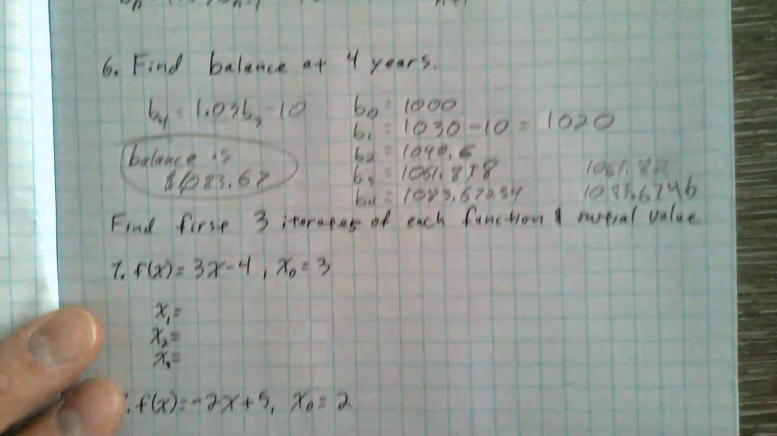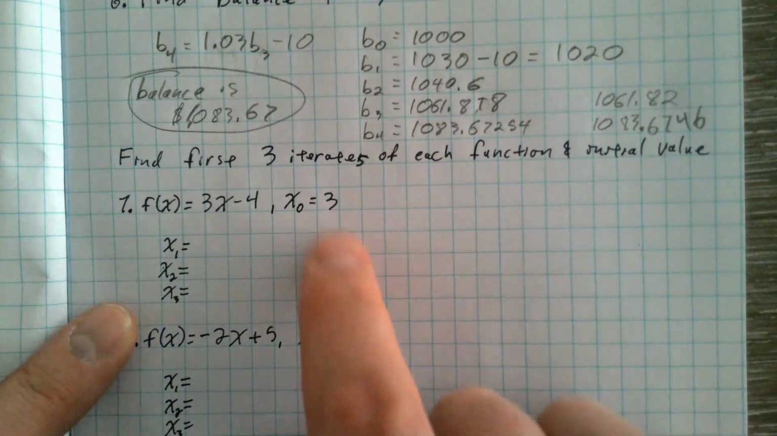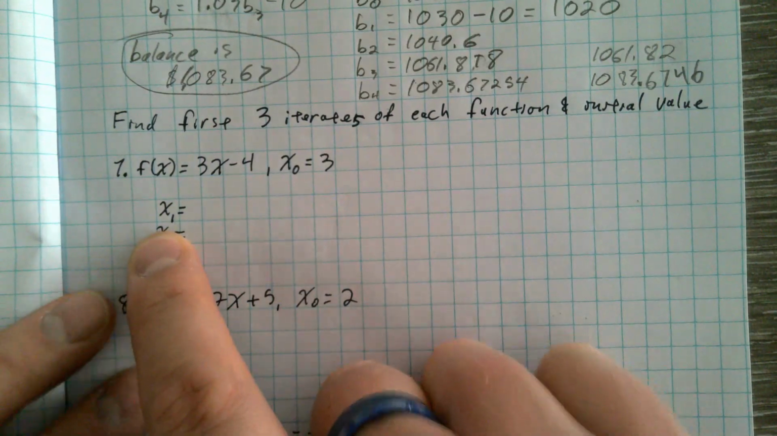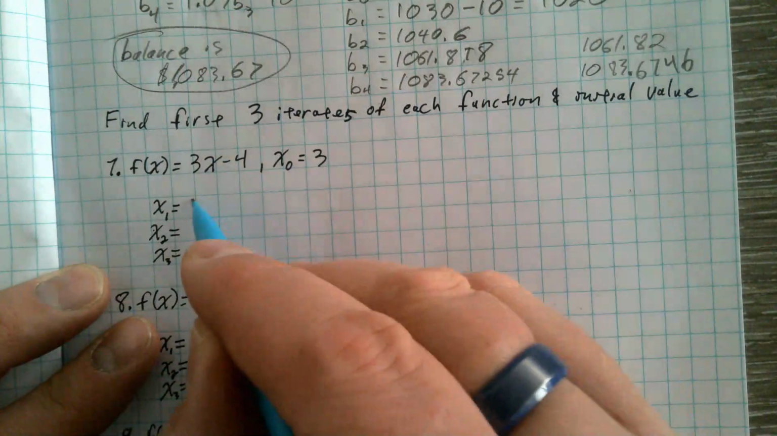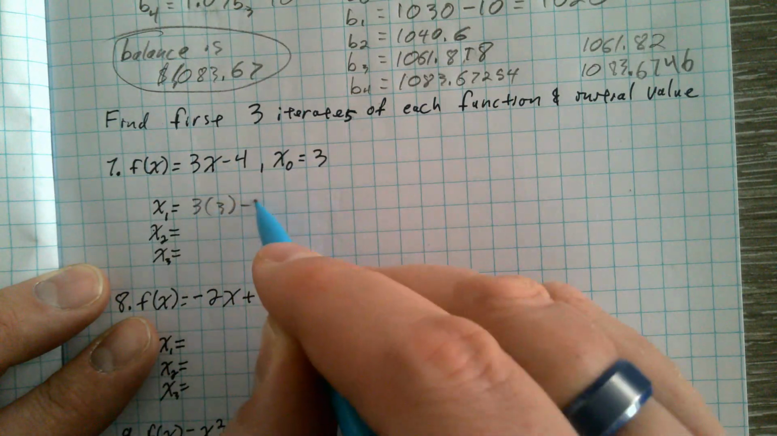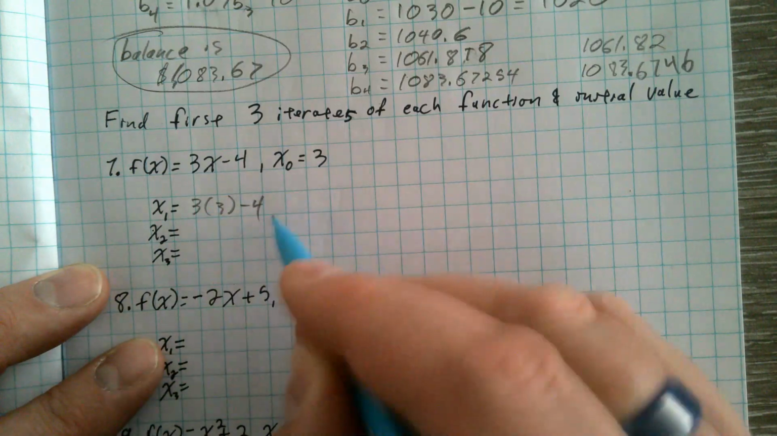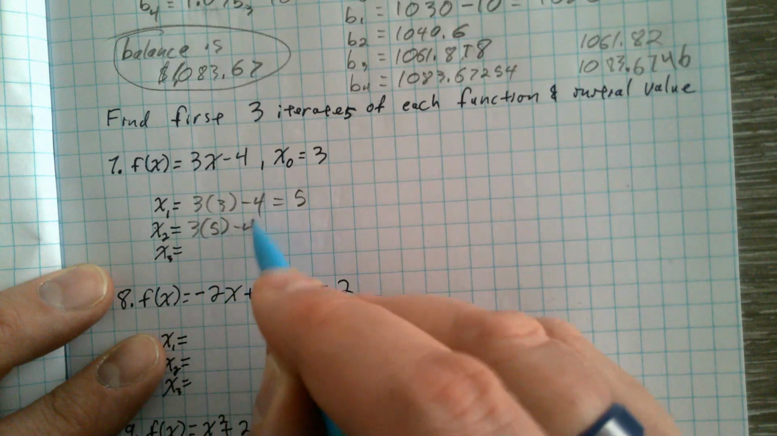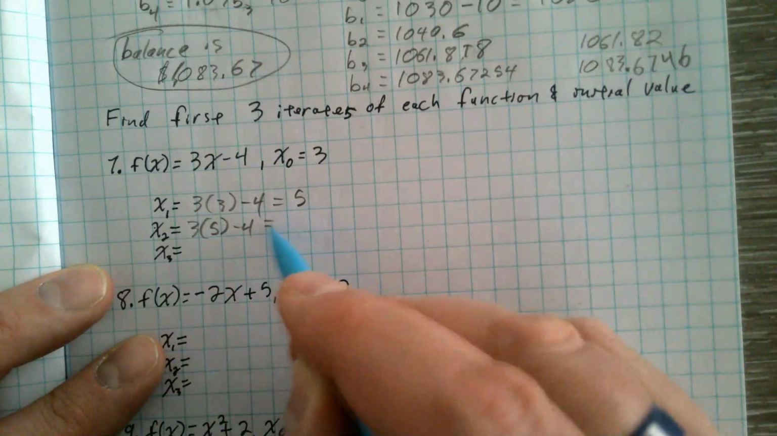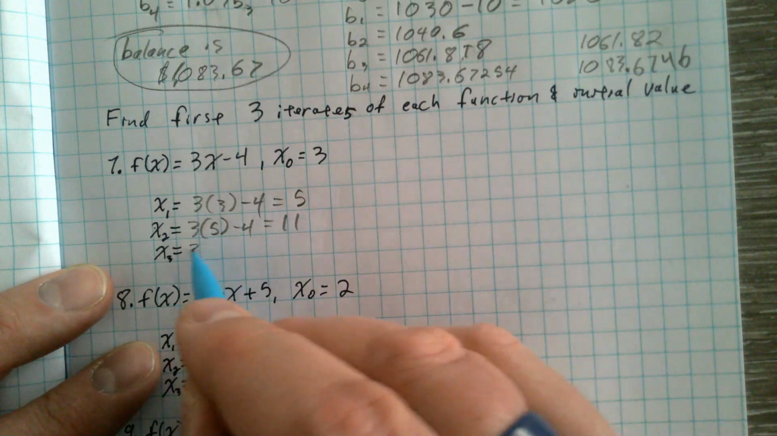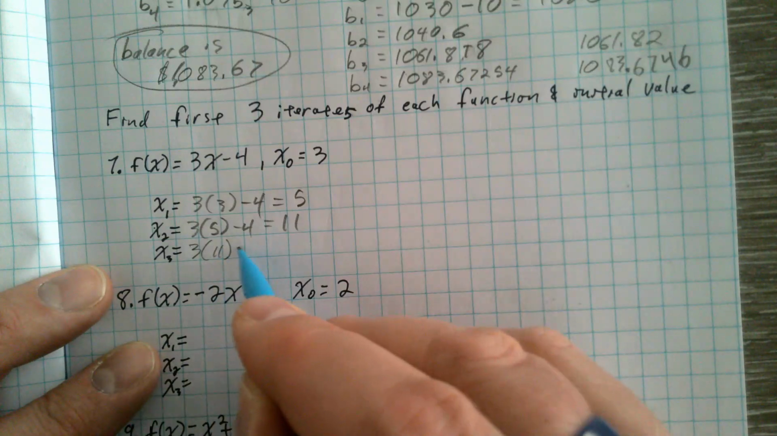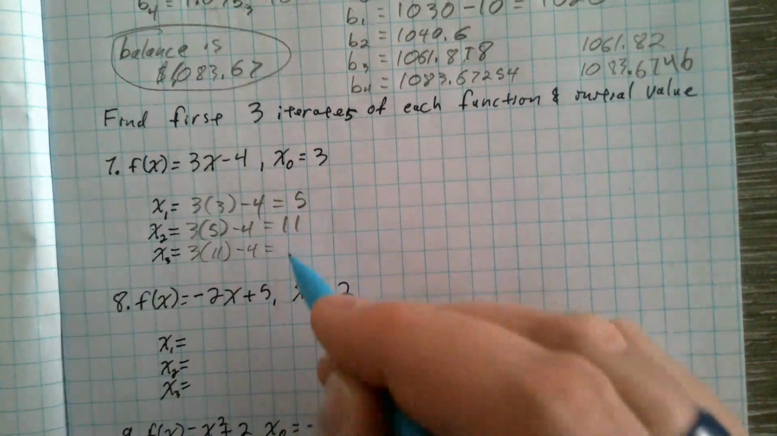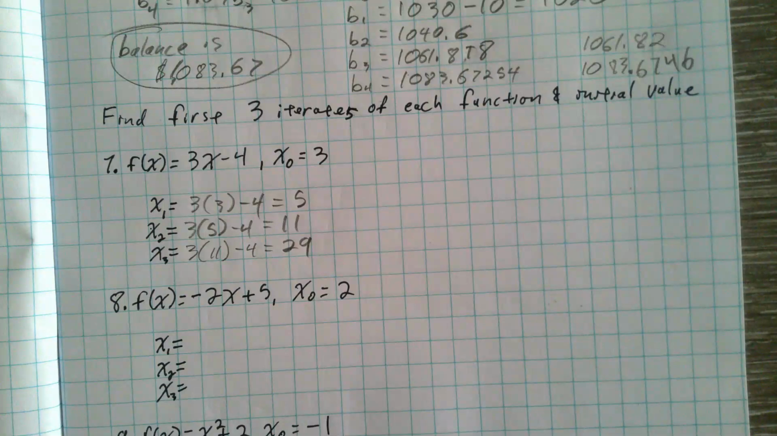All right. Find the first 3 iterates of each function and initial value. So they give us a function, they give us an initial value. Our iterate 1, we plug our initial value into our function. 3 times 3 minus 4. 3 times 3 is 9, minus 4 is 5. 3 times 5 minus 4. 3 times 5 is 15, minus 4 is 11. 3 times 11 minus 4. 3 times 11 is 33, minus 4 is 29.